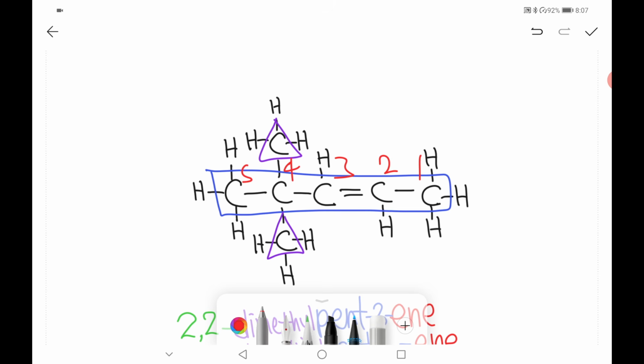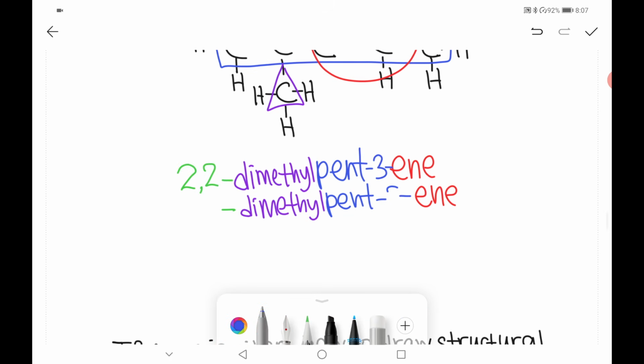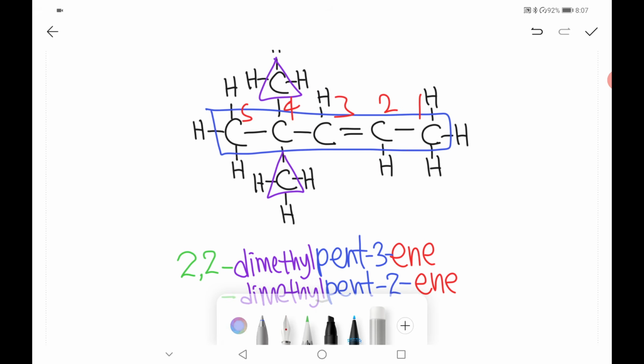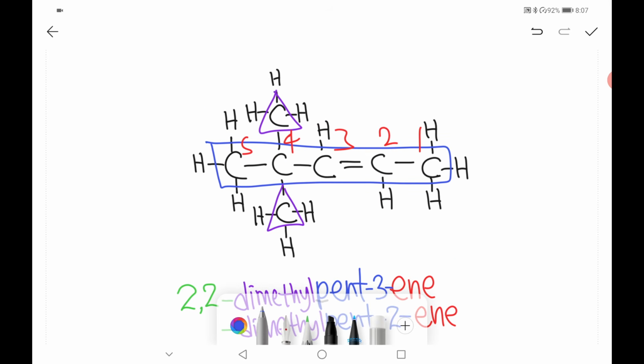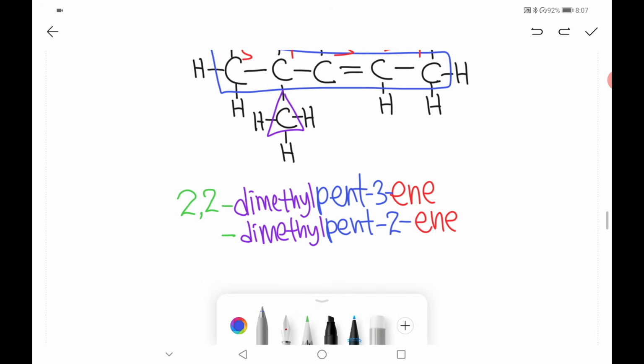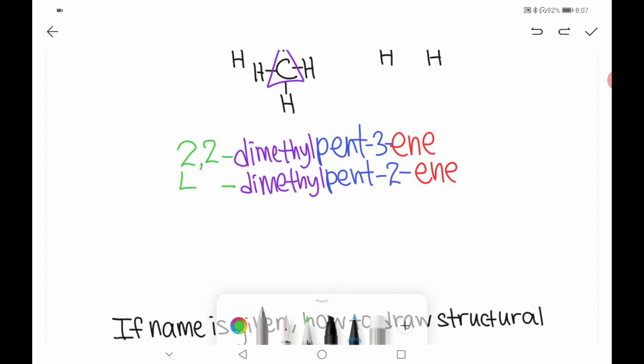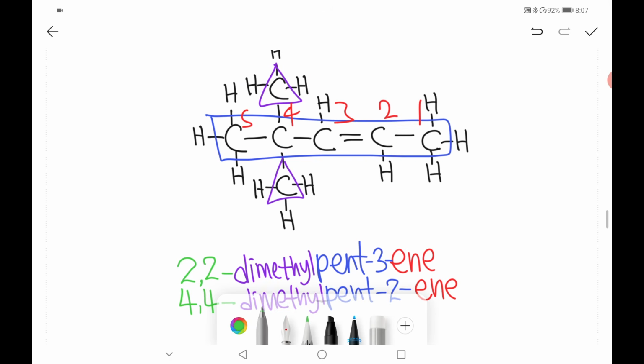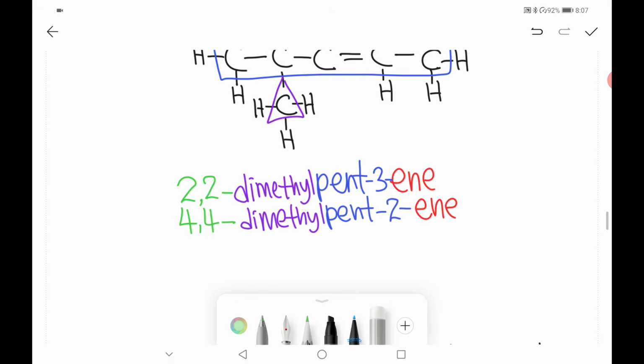As you can see, now the double bond is between the second and third carbon. Choose the smaller number, 2. What about the branches? Now both of the branches are on carbon number 4, so we write 4,4. Now we get two possible names. In the end, make sure you always choose the smaller number at the back. 2 is smaller than 3, so now we know which one to choose.